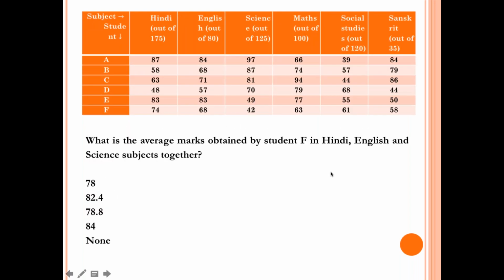So this is a new set. Can you please solve it? Take your time and try to solve this set.